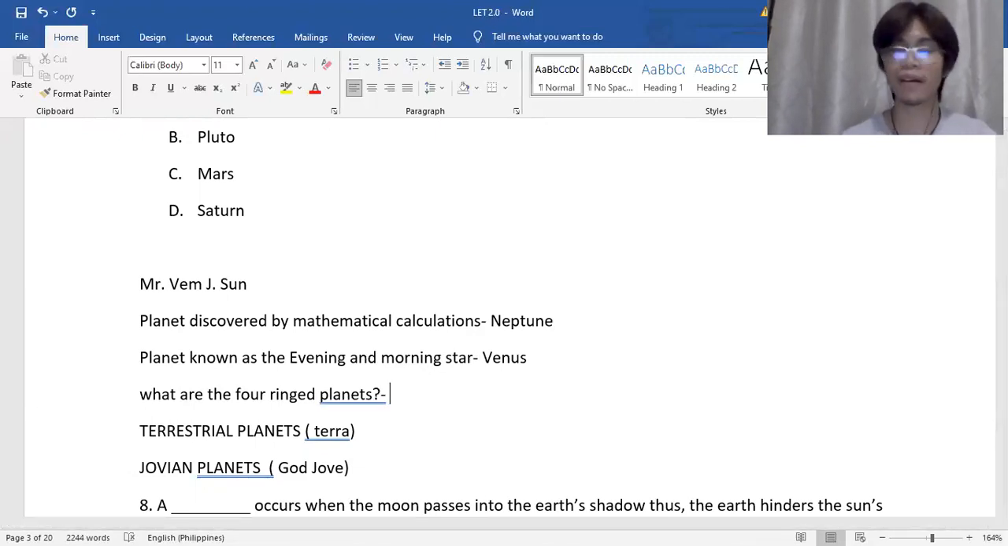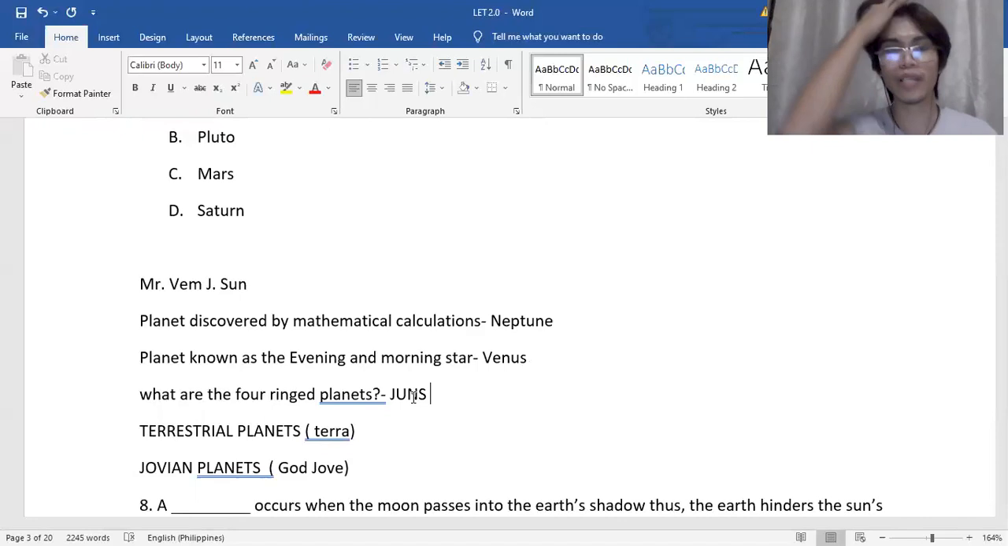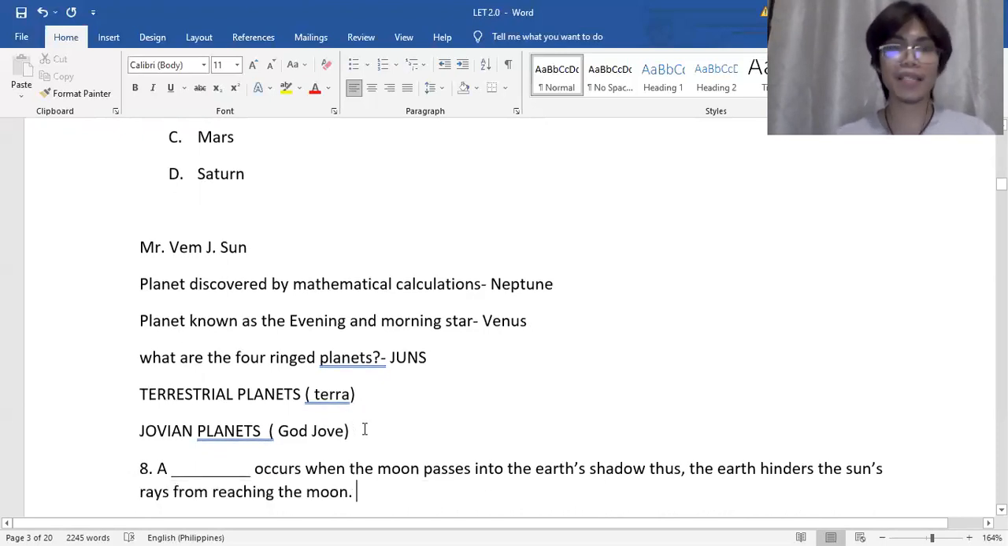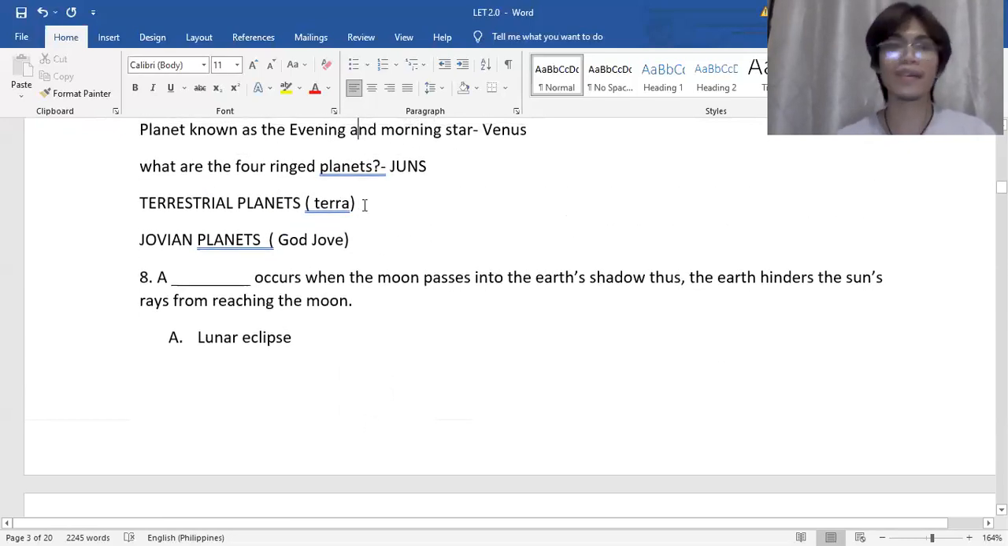How about what are the 4 ring planets? Let's give them a name, dunes. Dunes means Jupiter, Uranus, Neptune, and Saturn. All of the outer planets have rings. Terrestrial planets are derived from the word terra, which means land or rock. And Jovian planets are derived from the word Jove, a mythical creature that inhabits Jupiter. So it's going to be a Jovian planet, Jupiter and its company.